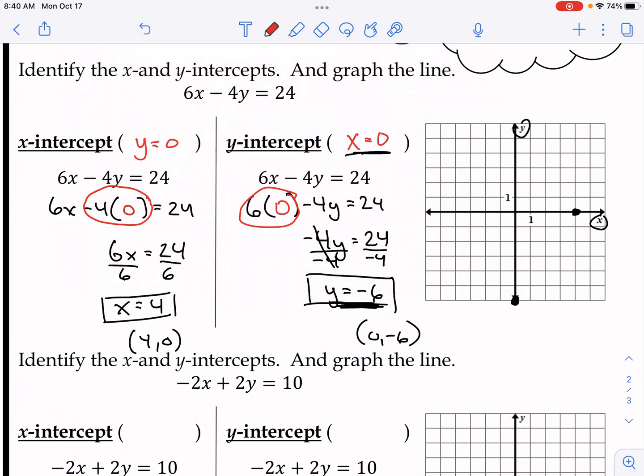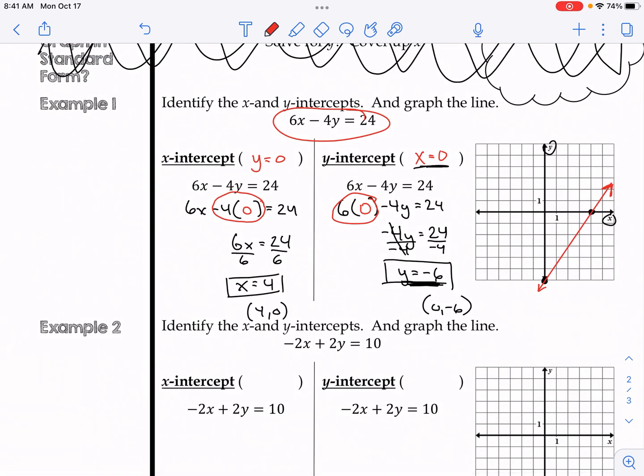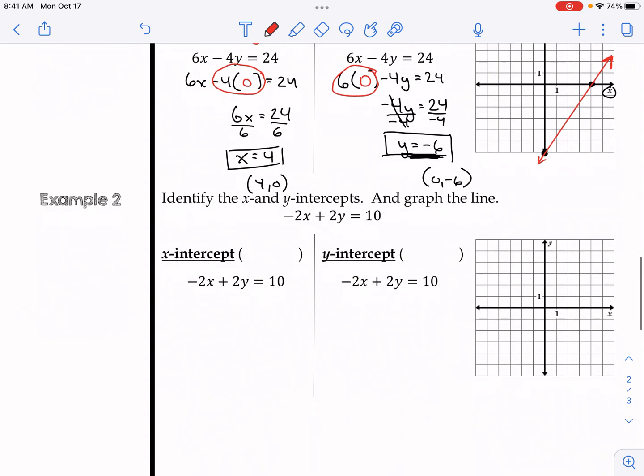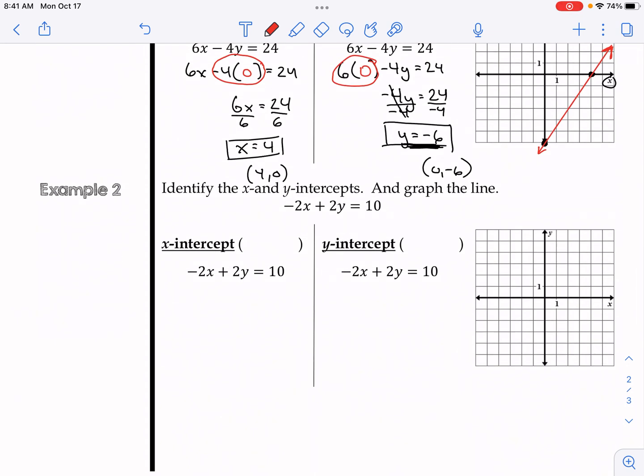Let's go ahead and draw a line connecting both of these points here. So that means that this red line is the line that models the original equation, 6x minus 4y equal to 24. Okay. All right. I'd like for you to try this last problem as a you do, but the parts I will fill out for x-intercept, we're going to use this equation, negative 2x plus 2y equal to 10. Y is going to equal 0 here, and x is going to equal 0 for here, which is the y-intercept. When you're done with this, you'll go to Big Ideas and try the 3.4 assignment.